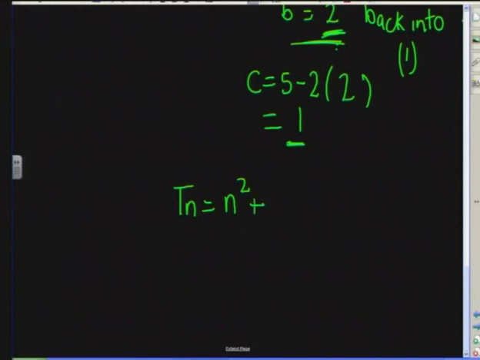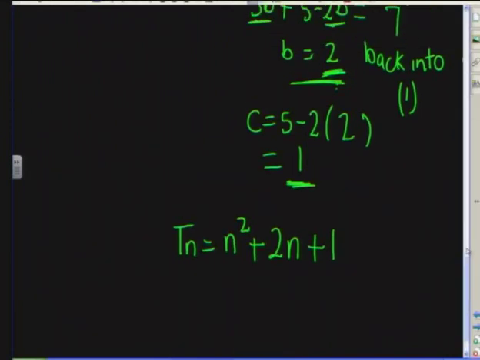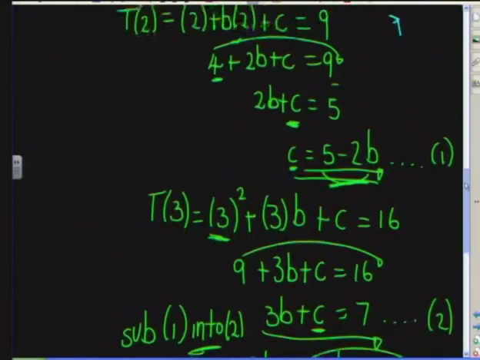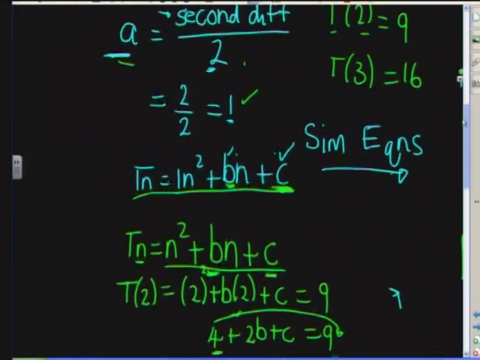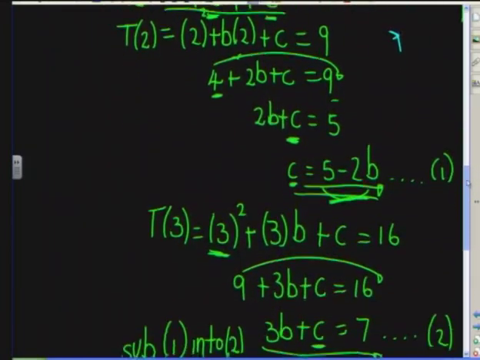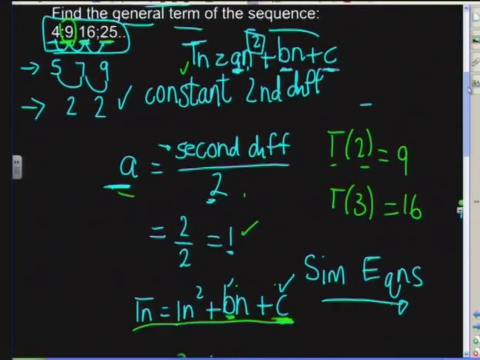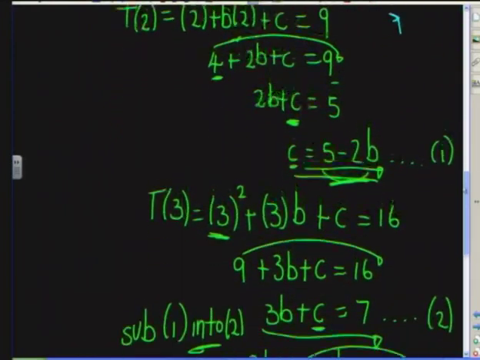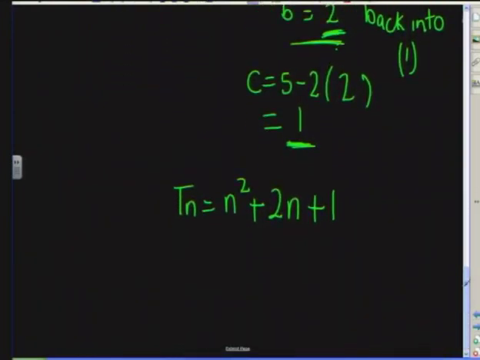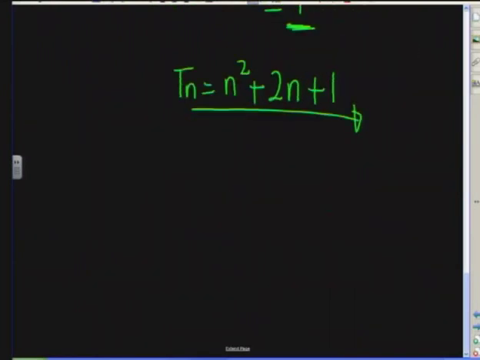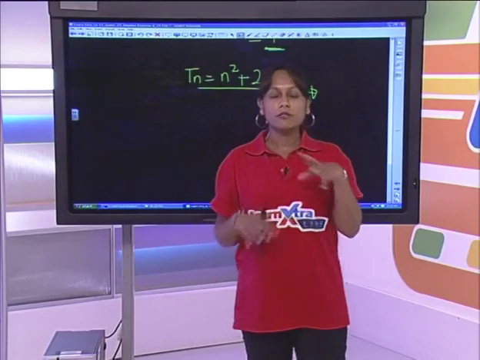So it's going to be plus 2n and plus c, which was 5 minus 4, which is just going to give us an answer of 1. So we've got n squared plus 2n plus 1. All right, guys, I'm just quickly having a look here to see if this makes sense and that I've substituted everything correctly. We've got term 2 is 9 and term 3 is 16. All right, and we end up with Tn is equal to n squared plus 2n plus 1. Now that is your general term for this equation.